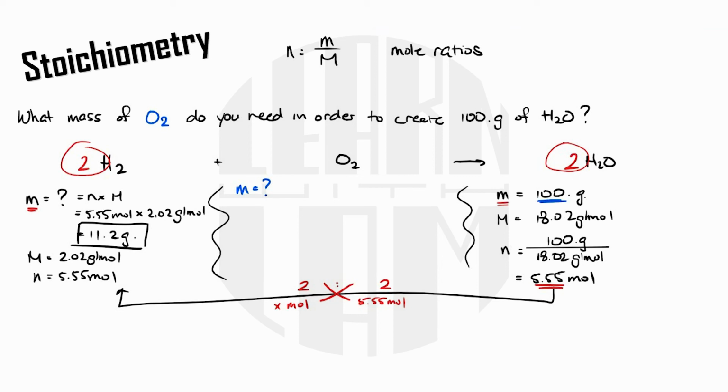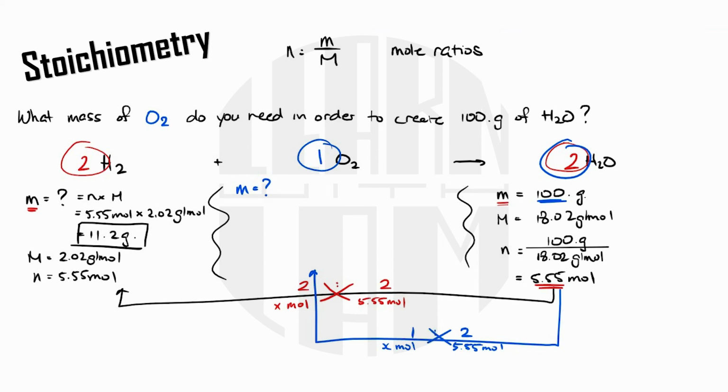Notice that the calculation of moles for water hasn't changed, but because we're now dealing with oxygen and water, our ratio becomes 1 to 2, which means we only need 2.775 moles of oxygen. From there, I am again calculating the mass, so I'll need the molar mass of oxygen gas, which is 32.00 grams per mole, and solving for mass, we get 88.8 grams.